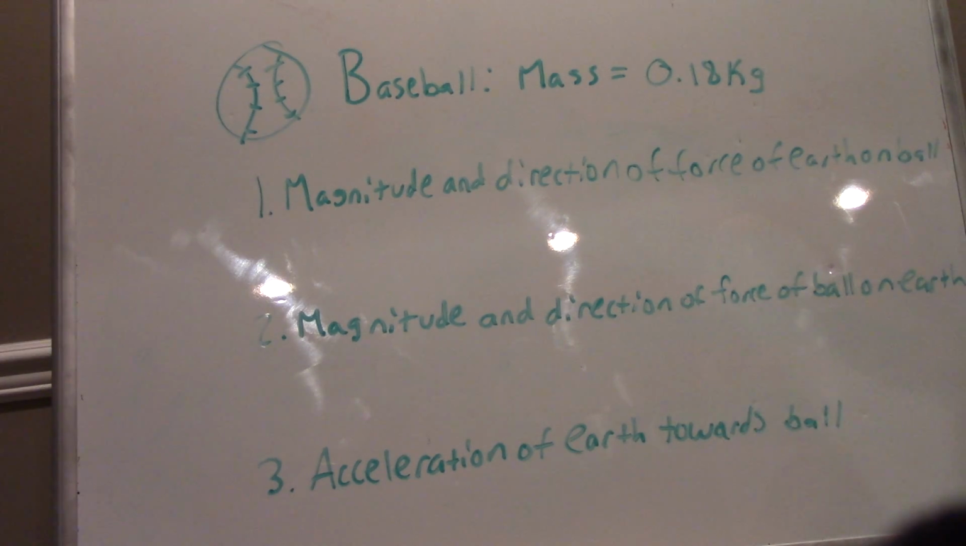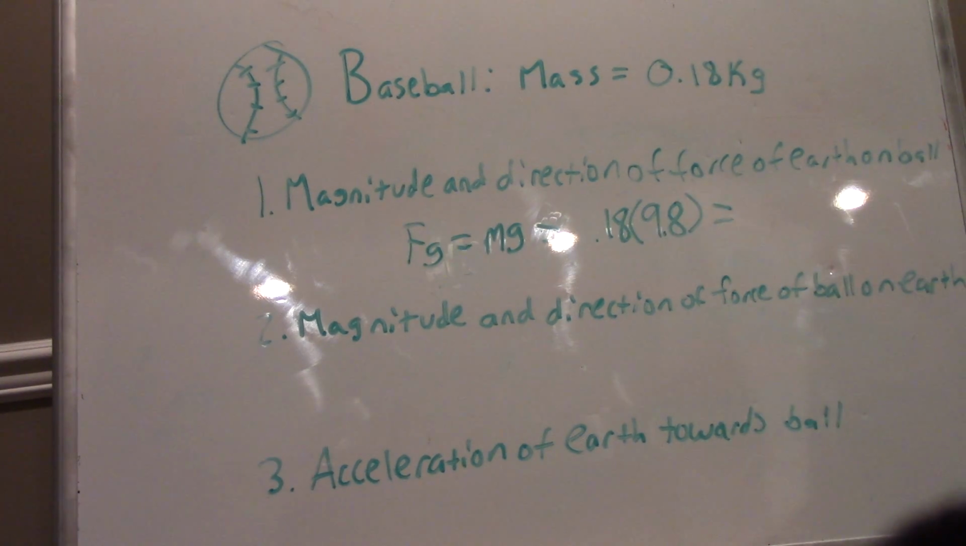In another example, there is a baseball with a mass of 0.18 kilograms. What is the magnitude and direction of force of the Earth on the ball? Using the equation Fg equals mg from Newton's second law, we can substitute the mass and the acceleration due to gravity into the equation in order to find the force of Earth on the ball and get 1.76 newtons towards Earth.